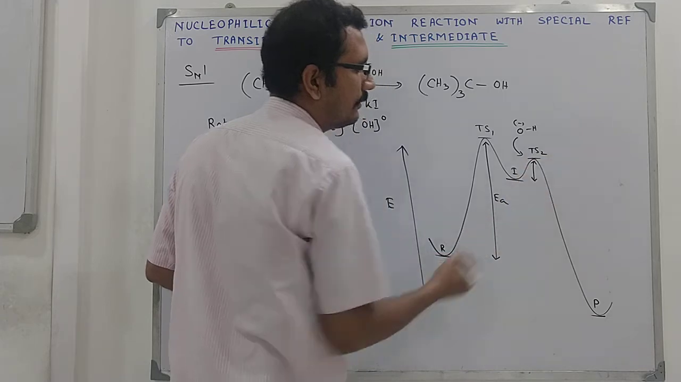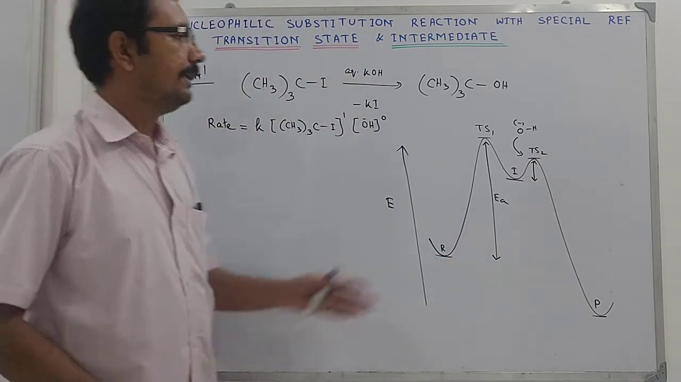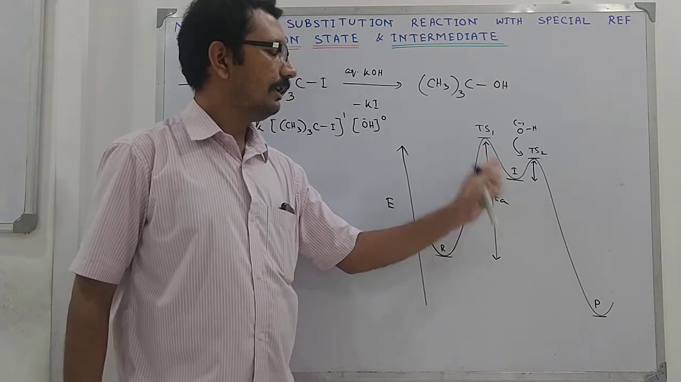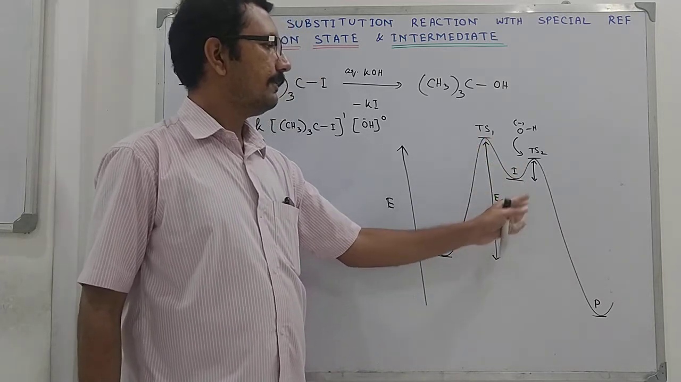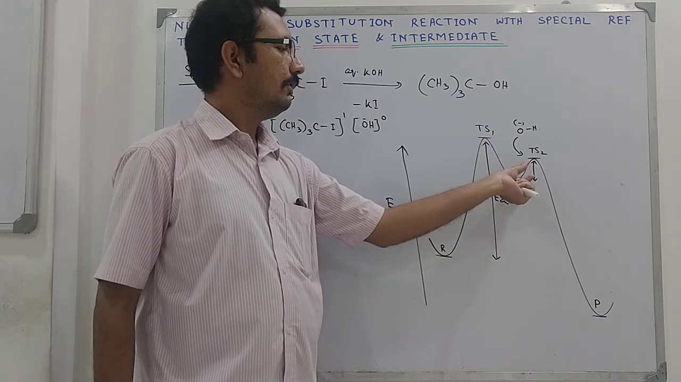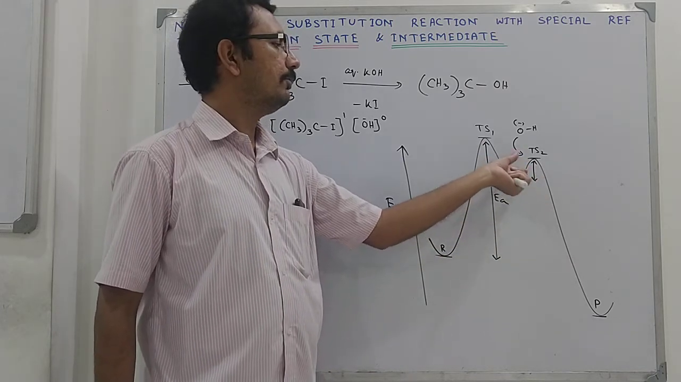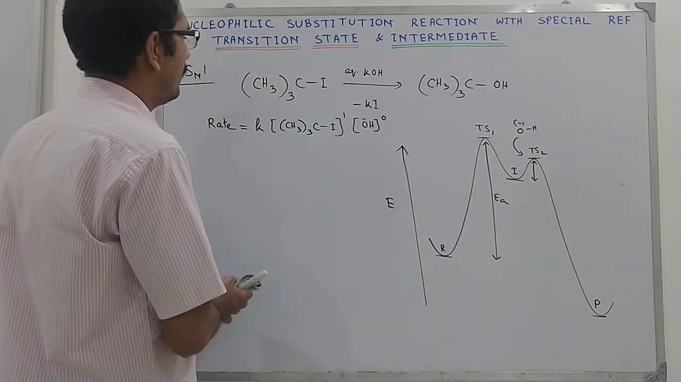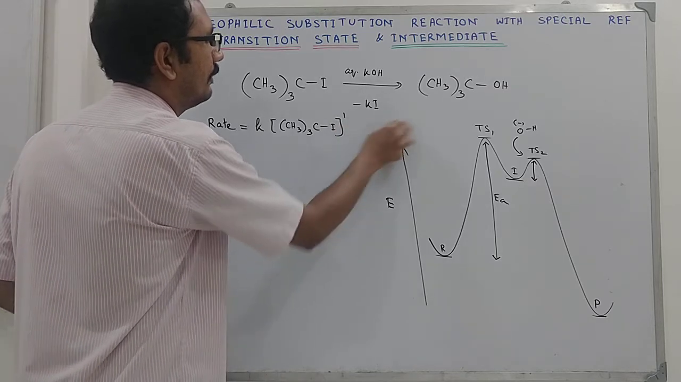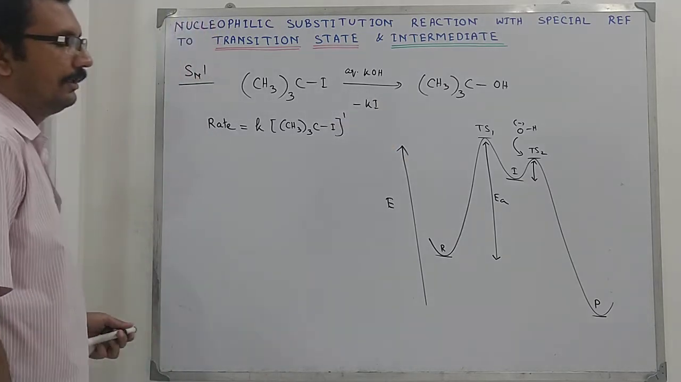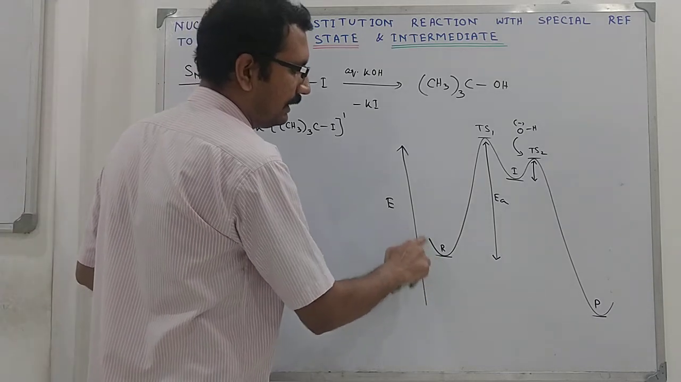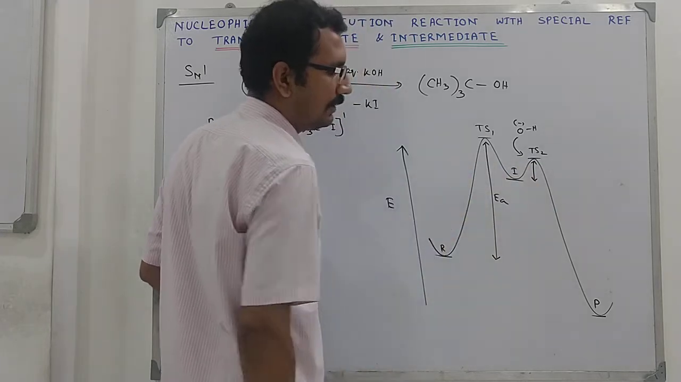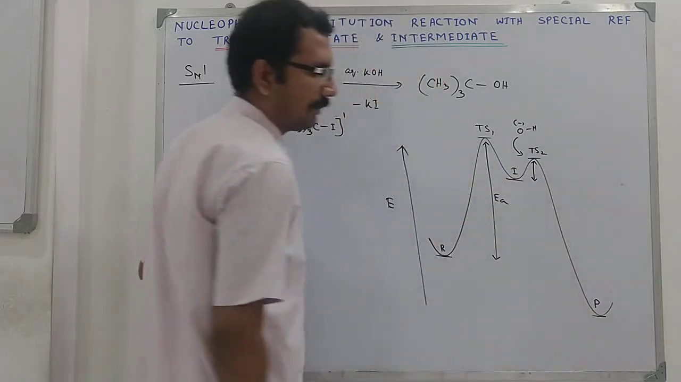Since this barrier is small, the step is very fast, and the thermal energy present in the system is more than sufficient for this barrier. So the rate will be very fast, and there will be no contribution of this OH minus. So it will be an overall first order reaction. So you see, this is the reactant with a parabolic potential, intermediate also with a parabolic potential, and product also with a parabolic potential.